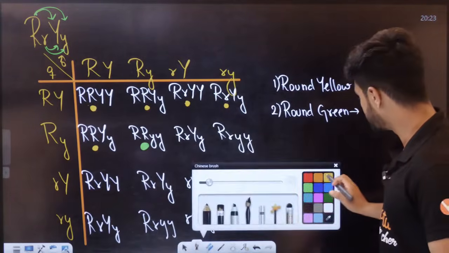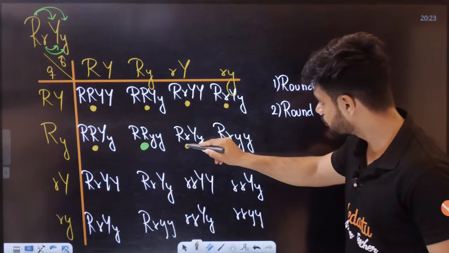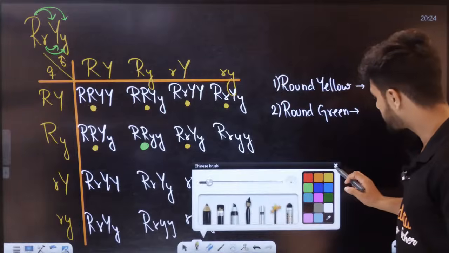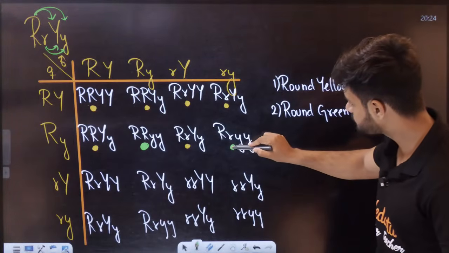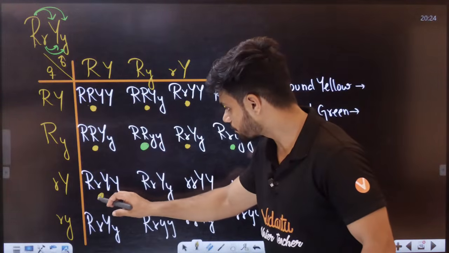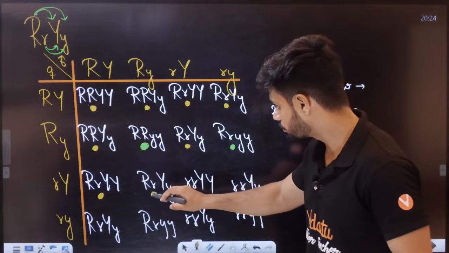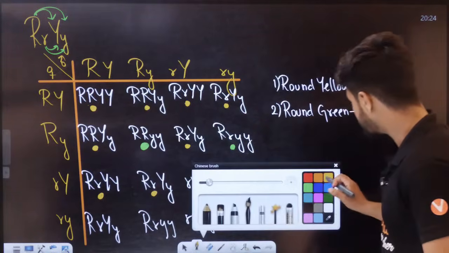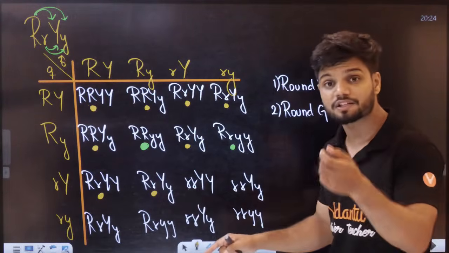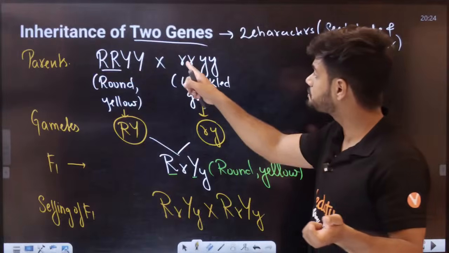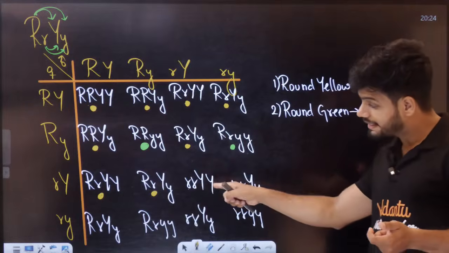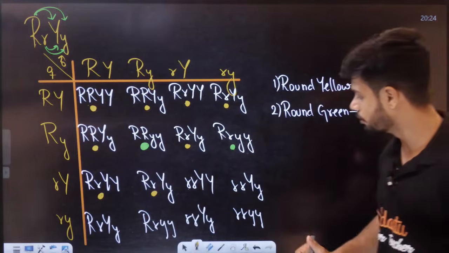Next one, capital R, capital Y, round yellow. Round green again, small y, small y. Next one, round yellow. But if you see this one, students, it is going to be smaller. Smaller is wrinkled. Yes or no? And here we have capital Y. So can I say this is wrinkled yellow right now? Yes or no, students?